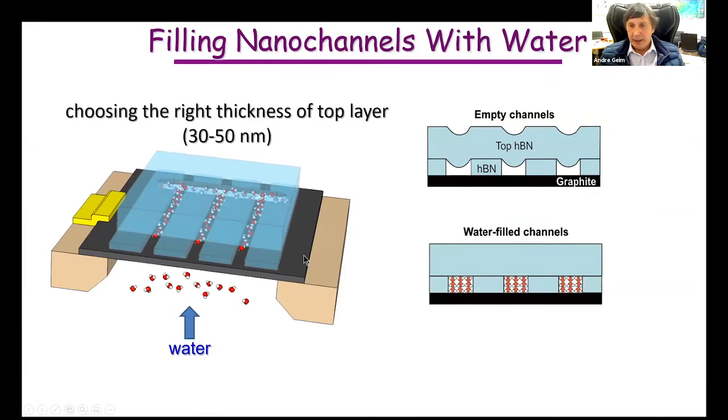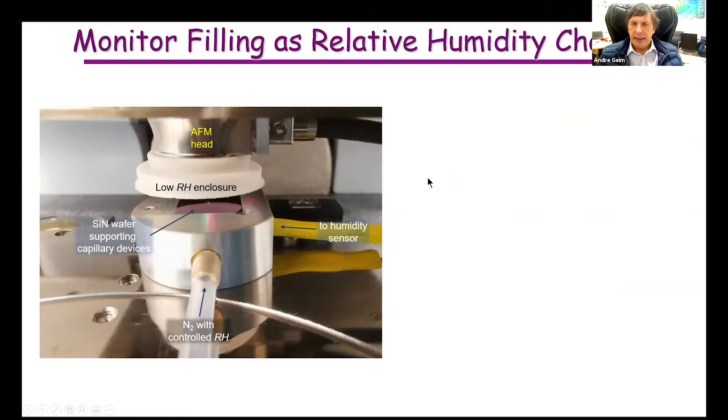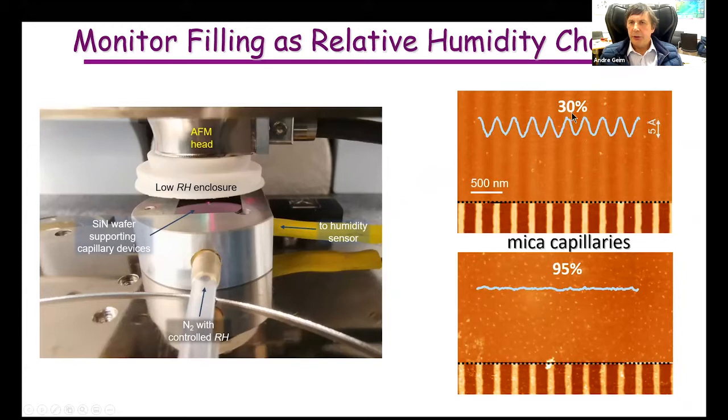So we address this phenomenon, which, as I try to convey, is very important, using the same kind of experiment: filling capillaries and detecting when water fills them. This is our experimental setup. We control humidity. At low humidity, we see sagging. Capillaries are empty of water. When we increase humidity, they're filled with water and capillaries become flat. We concentrate on mica capillaries, not graphite or molybdenum disulfide, because mica is a highly hydrophilic material. It's easier to deal with.